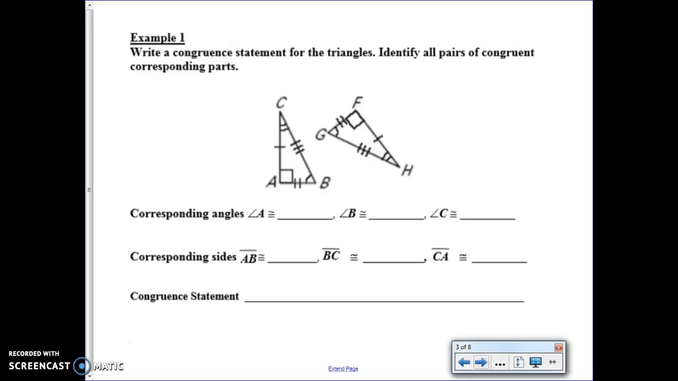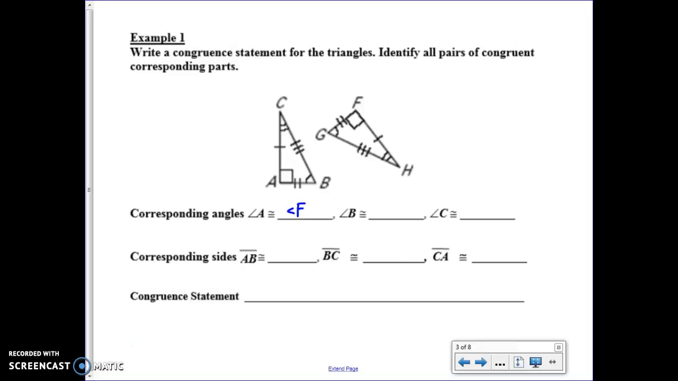So in this case, you can see we have all of those pieces that match up in the diagram. So write a congruent statement for the triangles. Identify all pairs of congruent corresponding parts. So looking at the diagram on the left, we want to see what they match up with. So angle A, we have a right angle there. So angle A matches up with angle F, which also has a right angle. So angle A is congruent to angle F.